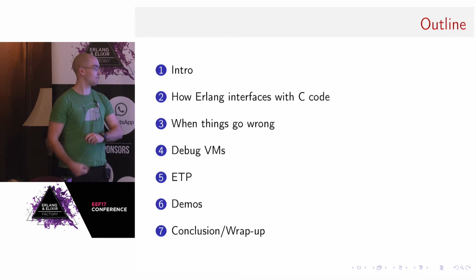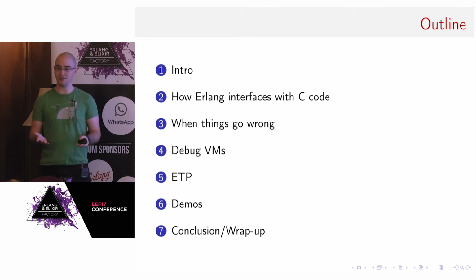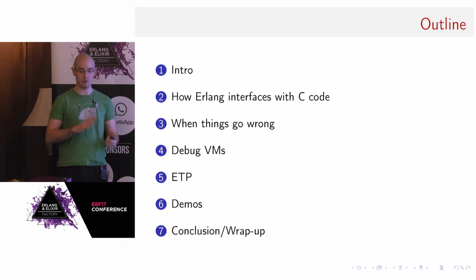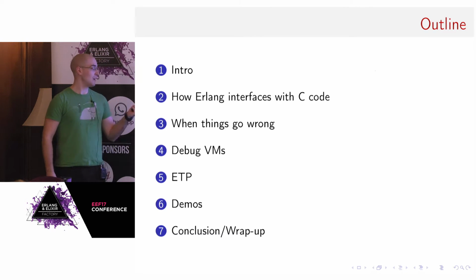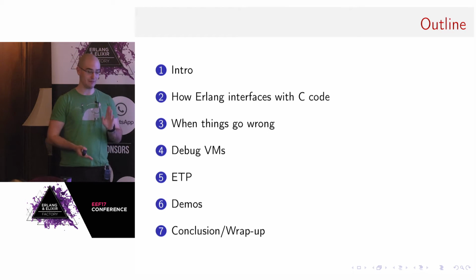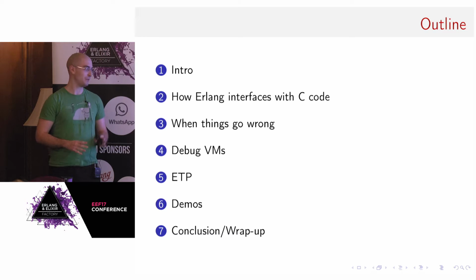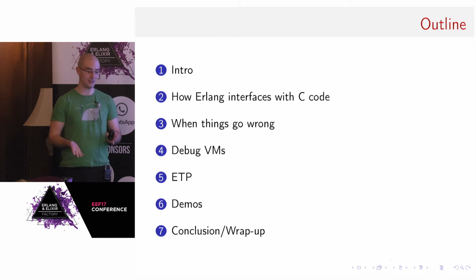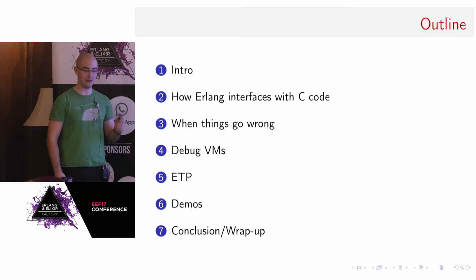So let's just go over the general layout. I'm going to introduce the main ways that Erlang interfaces with C code, though that landscape might now change because people are investigating other languages which compile object files. And I'm going to talk about when things go wrong. And that will then segue into Debug VMs and ETP, the emulator toolbox for pathologists. I'm going to show some very, very small, completely contrived demos that will sort of demonstrate how easy it is to take down the VM when you're writing C code. And then we're going to wrap everything up.